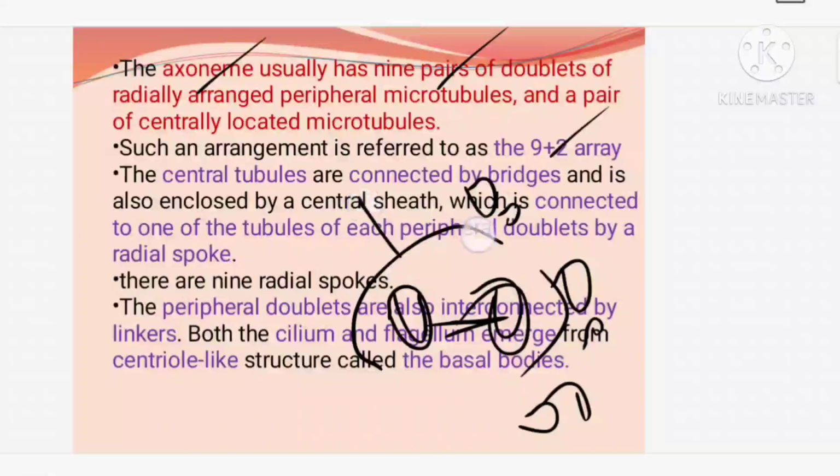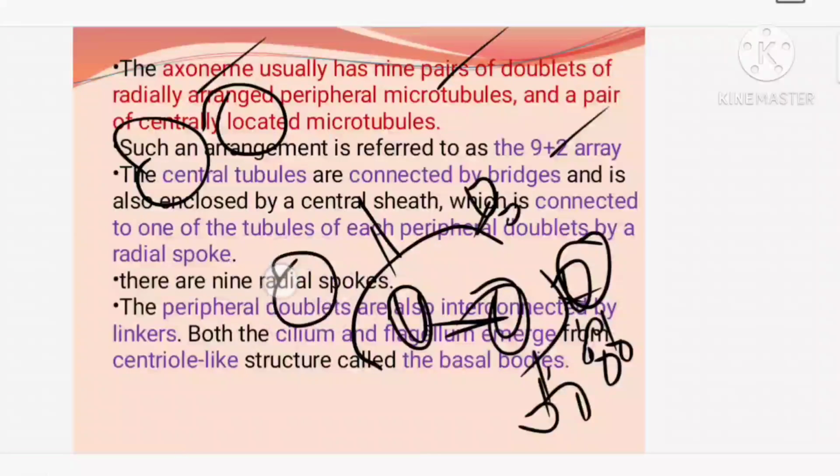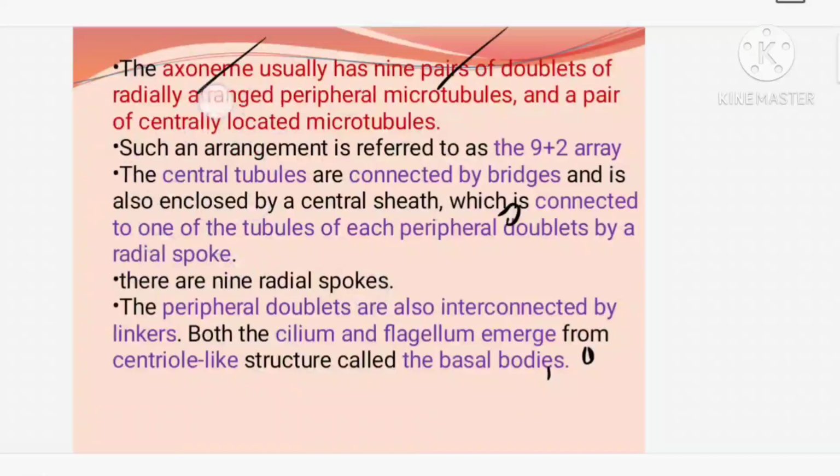By the radial spokes, these doublets are connected. How many radial spokes will be there? Since there are 9 doublets, 9 radial spokes will be there. And the peripheral doublets are also interconnected by linkers. You can find intermediate linkers connecting the two: this is one doublet and this is another doublet. That is another characteristic of the structure present in the flagella.